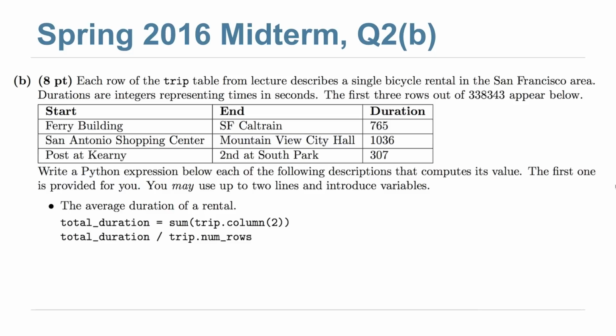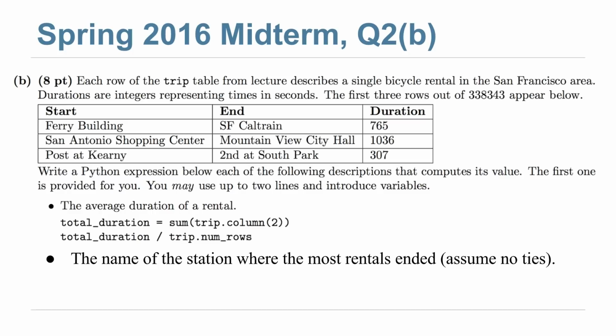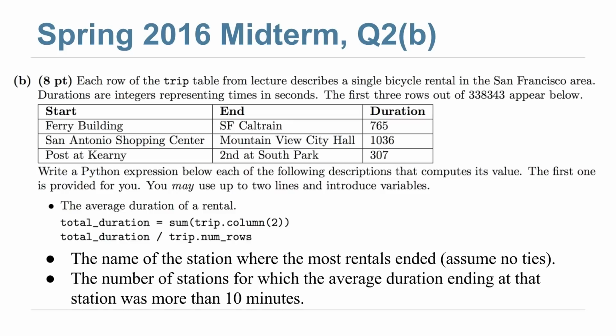When I wrote this midterm, I also asked students, compute the name of the station where the most rentals ended, and the number of stations for which the average duration ending at that station was more than 10 minutes. Take a few minutes to see if you can figure out how to solve these problems in 2 lines or less. Feel free to pause the video if you want to work on it for a while. We'll go over the answer together in 3, 2, 1.